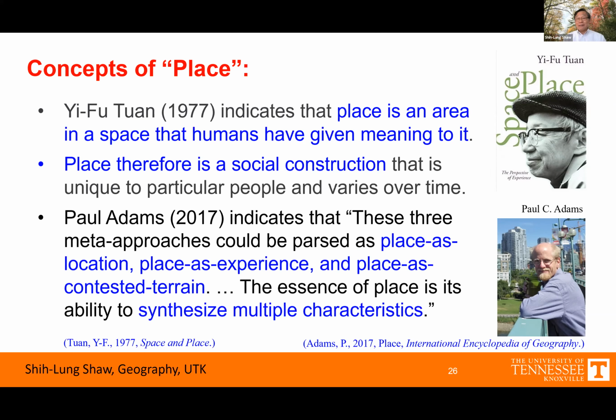Paul Adams also indicates that there are 3 meta approaches that could be parsed as place as location, place as experience, and place as contested terrain. Many of you probably can guess what these 3 meta approaches are. Place as location is closely related to the traditional spatial analysis approach. Place as experience is closely related to Yi-Fu Tuan's humanistic approach. And place as contested terrain is probably better aligned with the critical approach. Which of these approaches is better? Probably all of them have their importance. Paul Adams argues that the essence of place is its ability to synthesize multiple characteristics of places, and our framework also tries to emphasize the importance of integrating these different concepts and approaches together.